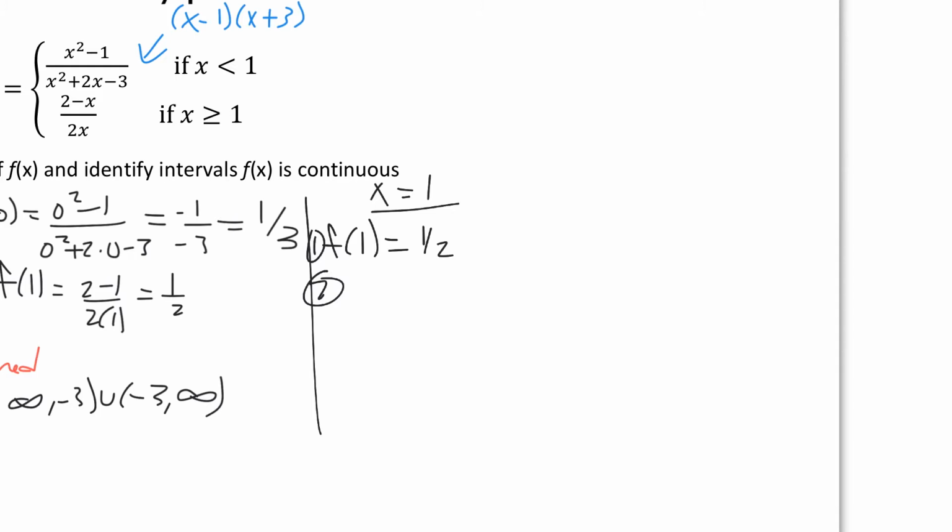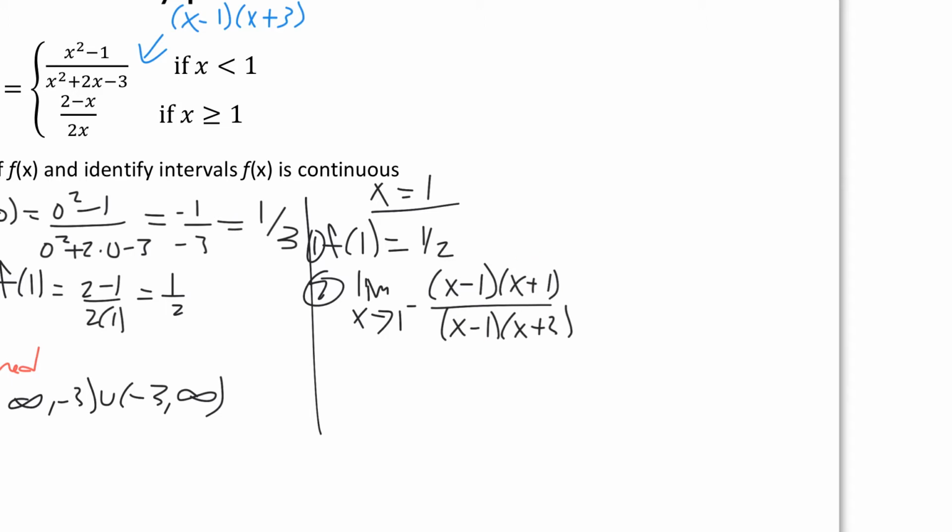Step 2, we need to do the limit as x approaches 1 from the left. When we do 1 from the left, we're going to get the top function, and I'm going to factor that difference of squares in the top. So (x minus 1)(x plus 1) over (x minus 1)(x plus 3). Now, if you were to just plug it in right here, you would see that you get 0 over 0.